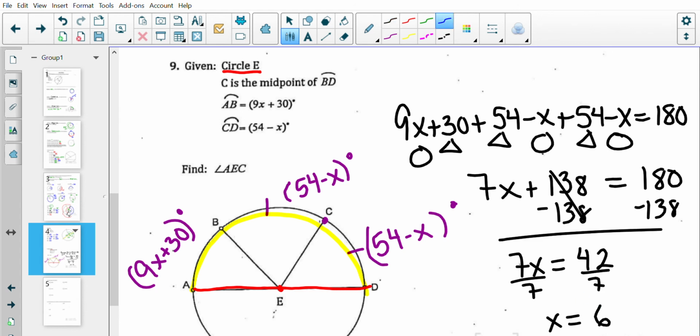Obviously, this is not our answer. I'm going to take this 6 and I'm going to substitute it in. So 9 times 6 is 54, plus 30 is 84. So this arc and its corresponding central angle have to be the same.